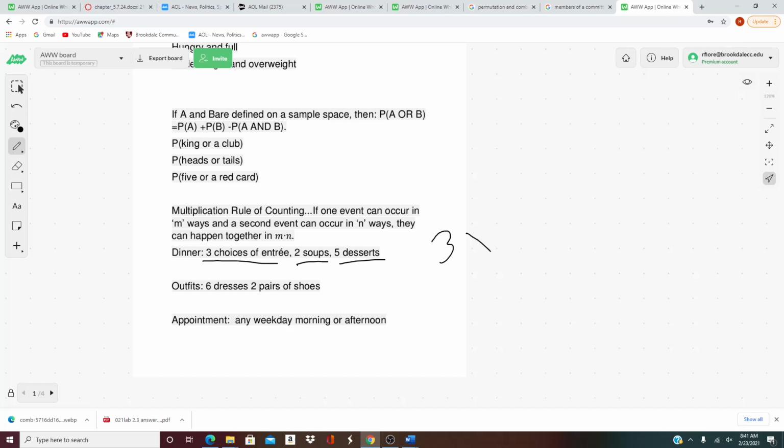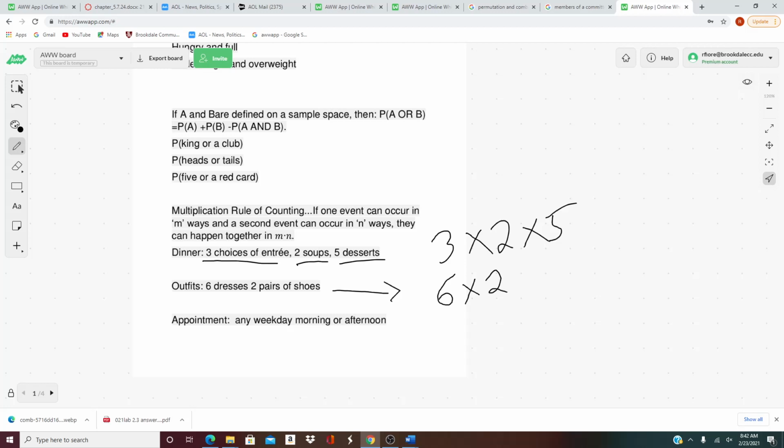Well, that would be 3 times 2 times 5, or 30 different ways. How many outfits can I make from 6 dresses and 2 pairs of shoes? Well, that'll be 6 times 2, which is 12.